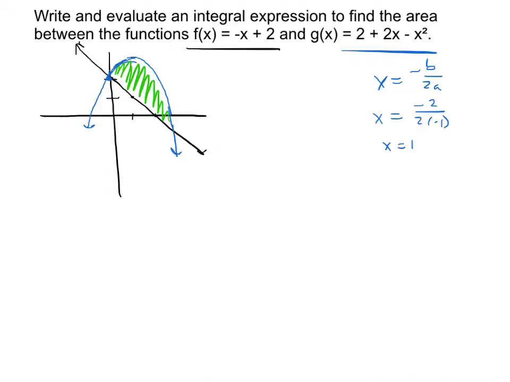And so the region that they're talking about is clearly this region in between here. Based on what we've learned in our past videos, we know that finding the area of that region will be as simple as the integral of the top function, which is the 2 plus 2x minus x squared function, minus the bottom function, which is negative x plus 2.